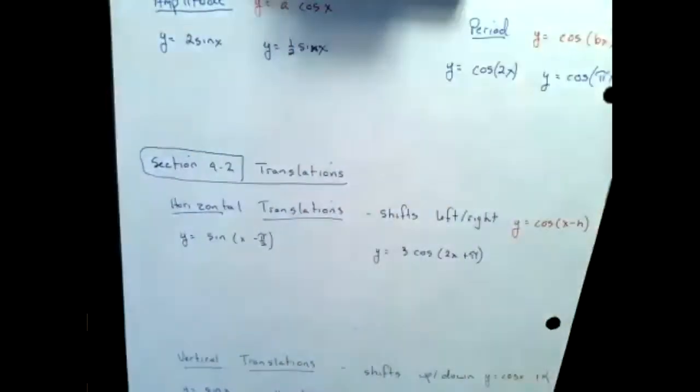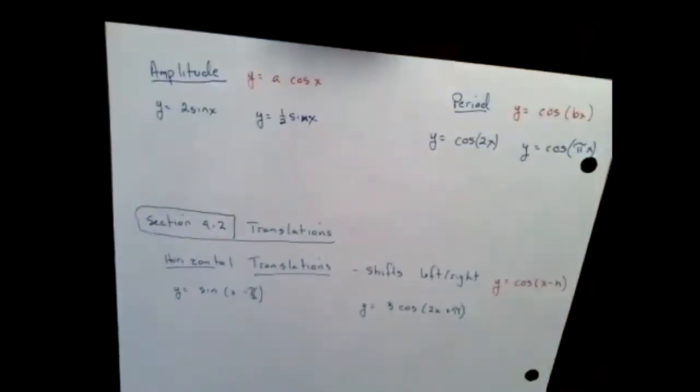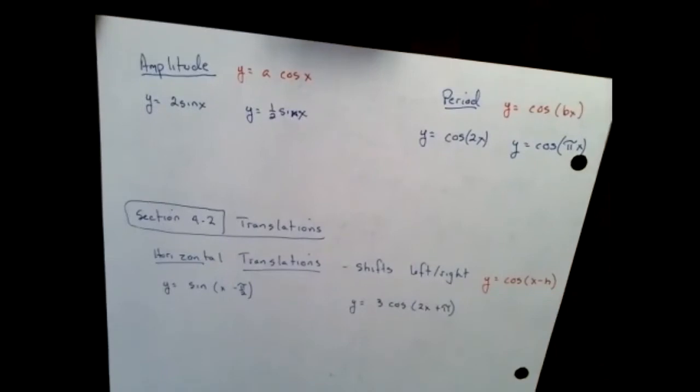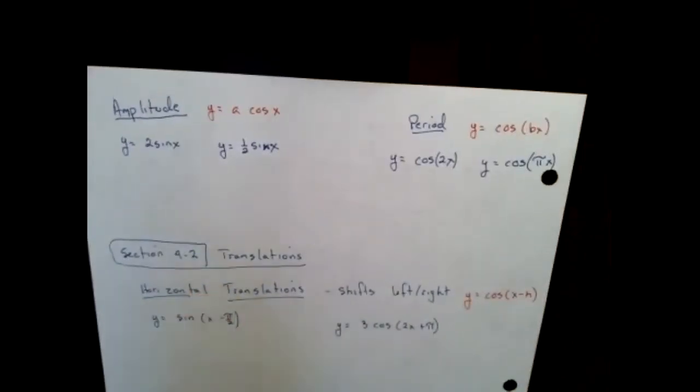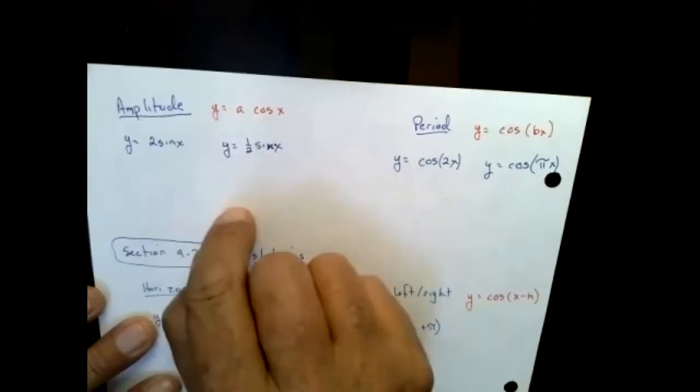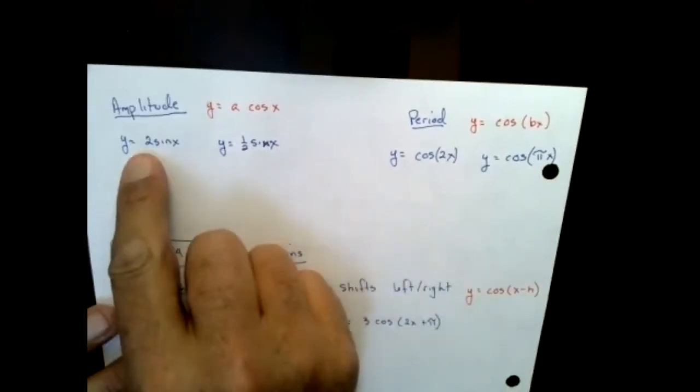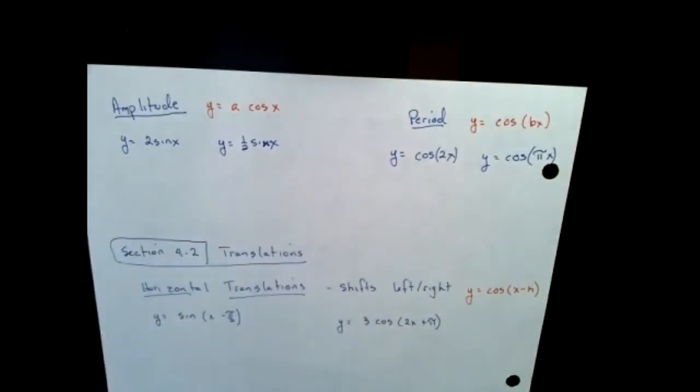All right, so now we have our basics. We have our two new parent functions, and we're all happy. We're going to take a look at what's going on here. Before, we talked about the amplitude that made the graph go higher and lower. So what happens if I took 2 times the sine of x? How would the amplitude be affected?